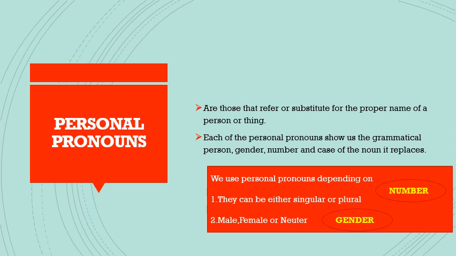So we use the personal pronouns depending on the number and gender. In terms of number, they can be either singular or plural, and in gender, male, female, or neutral. So, as explained, we will use personal pronouns depending on the gender and number.